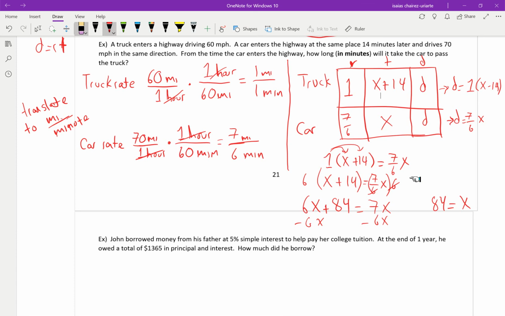Come on. Sorry, my computer sometimes does not cooperate. And also I need to... So that's our answer here. It's 84 minutes. I just want to write minutes.